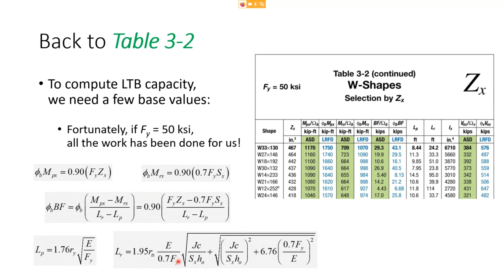We don't have to compute any of that, because if you look at table 3.2, the ZX table, they're all there. Look, here's phi-MP, phi-MR, here's the beam factor term, LP, LR, all that stuff is already computed, so you don't have to go through and do any of that. Remember, I told you that when it's all said and done, we'll know what all these terms are in table 3.2. Here they are. They're all the terms related to discretely braced beams.